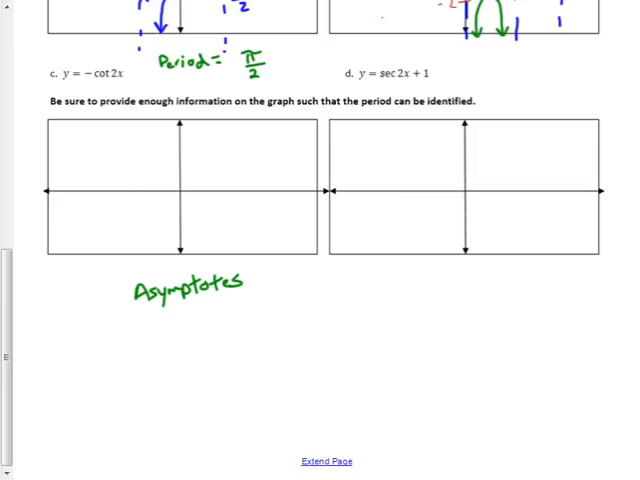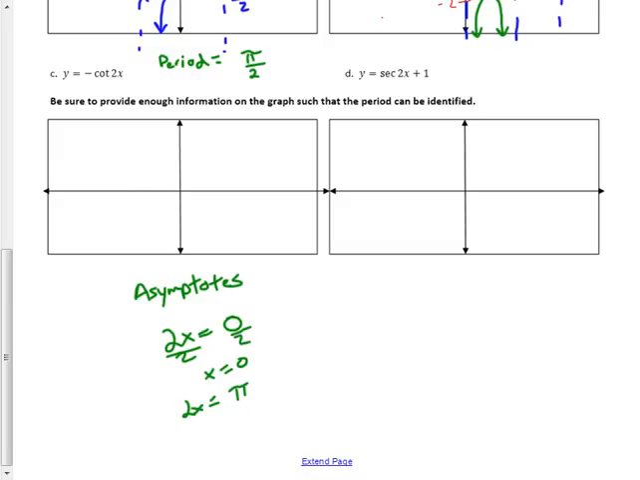The asymptotes for a cotangent graph are usually at 0 and pi, and so I'm going to take the b part, the 2x, and set that equal to 0 to find my first one, and I'm going to take it and set it equal to pi to find my second one. Well, again, if you think about cotangent, as long as I haven't moved it left or right, it should be at 0, and it should be at the end of the period. Well, let's check to make sure that that works out.